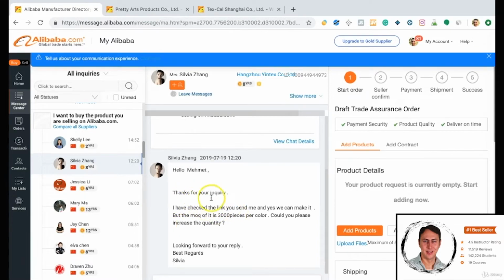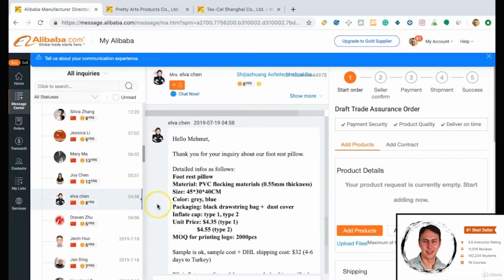There is another one. They are also saying that you should make an order of at least 3,000 units. 3,000 is not a suitable number for us. Let's continue. We finally have a match with a supplier responding properly.